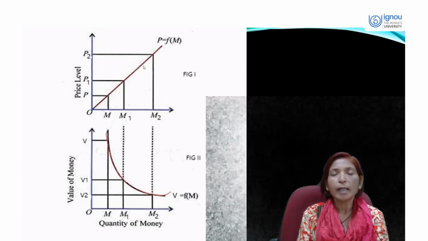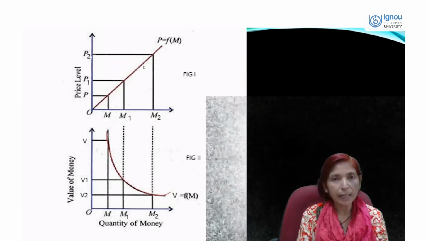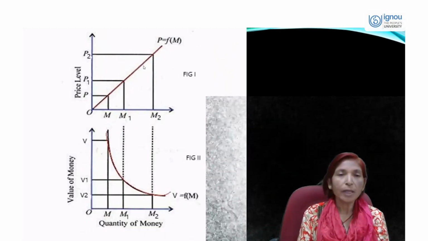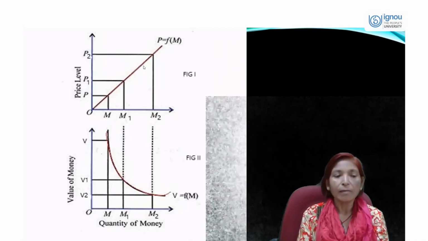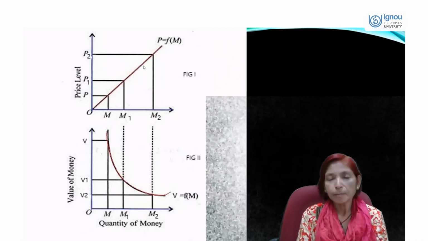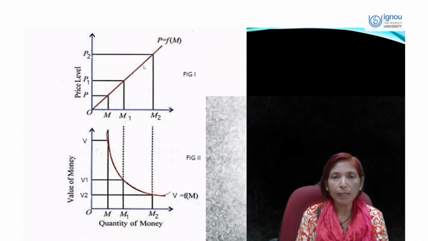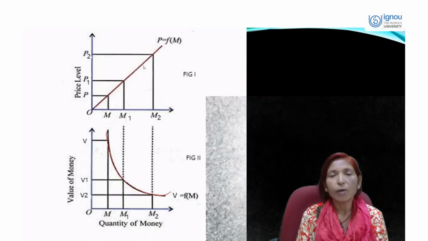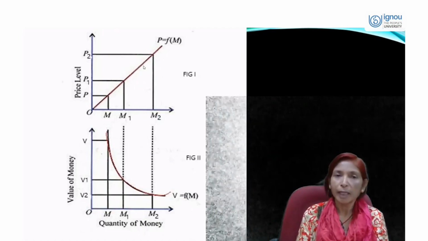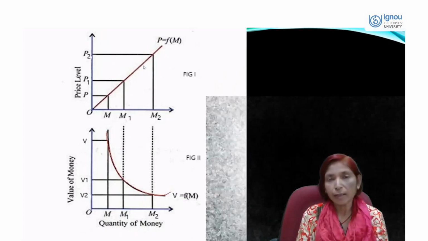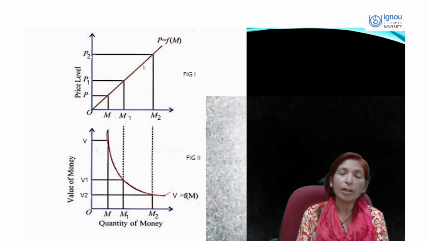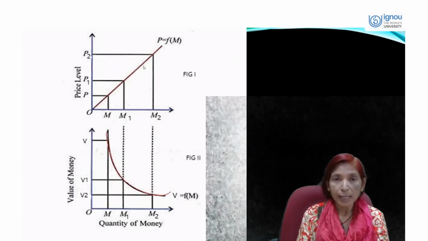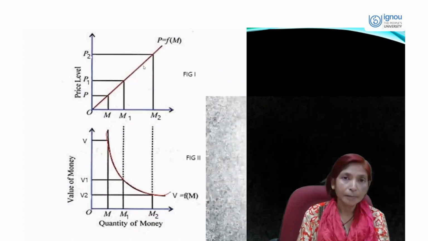Next, you know that money supply and value of money have a negative relationship. Price and value of money also have a negative relationship. So if there is a negative relationship between value of money and money supply, the diagram will be downward sloping from left to right. It will show the negative relationship between quantity of money and value of money. We will take quantity of money on the x-axis and value of money on the y-axis. When quantity of money is M or less, then value of money is very high.